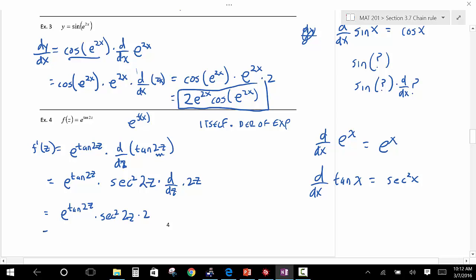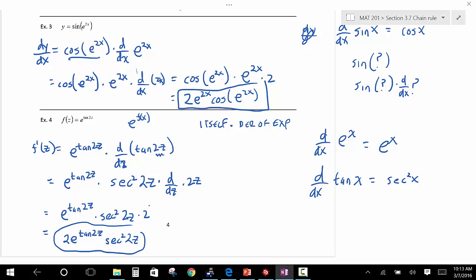So when you clean this up, the best way to write this would be to bring the 2 in front and write this as 2e to the tangent 2z secant squared 2z. All right, so again, what I did is I did itself times derivative of exponent, but when I did that derivative of the exponent, I had to use another chain rule. Does that make any sense? That's like three functions, a composition of three functions. You could have a composition of 1,000,000 functions if you wanted to, okay? And theoretically, it'd all be done the same way, okay?